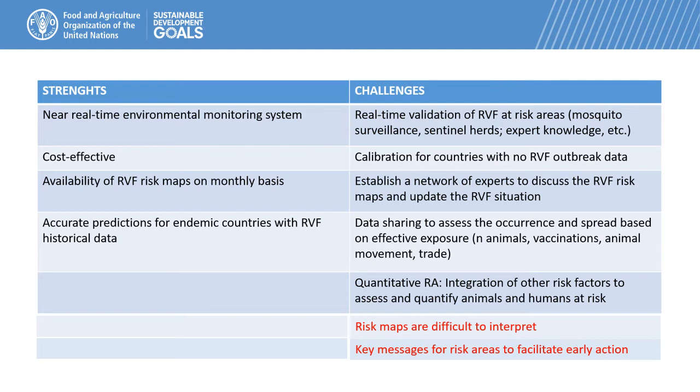It would also be important to work on quantitative risk assessment, integrating those risk factors that we have with other risk factors, particularly socioeconomic ones, to really assess and quantify risk to animals and humans. What emerged from this workshop, and was quite crucial, is that risk maps at country level and field level are difficult to interpret. It would be very useful to associate to those risk maps key recommended messages in order to facilitate early action.